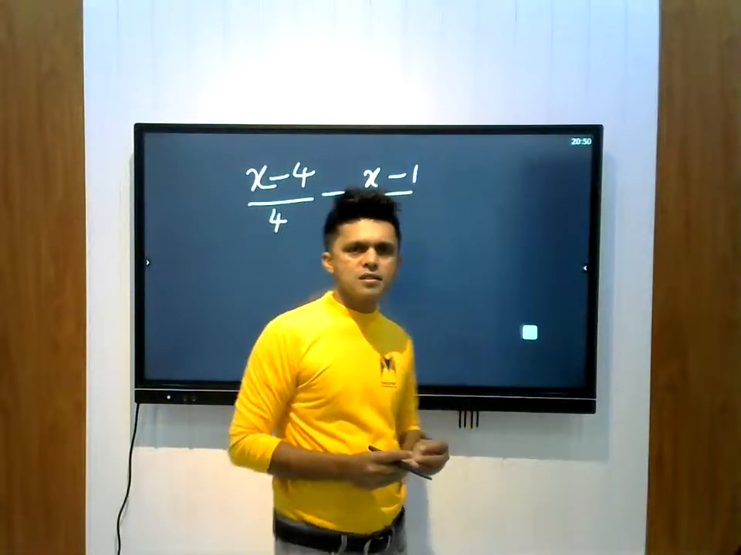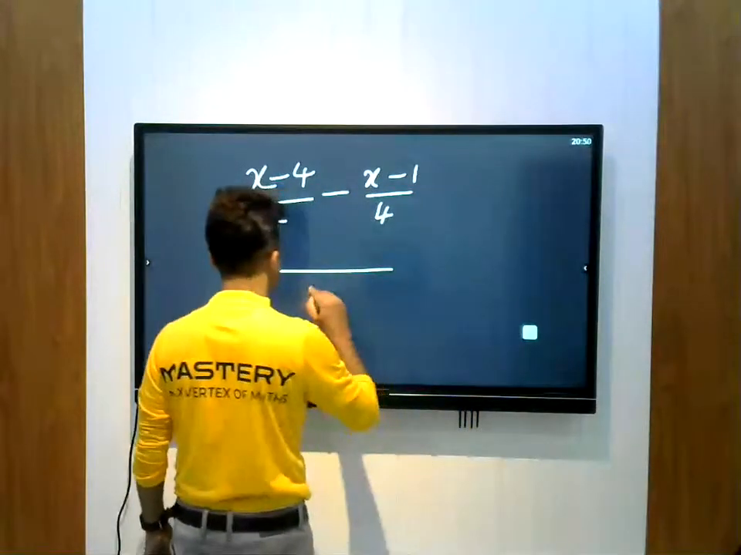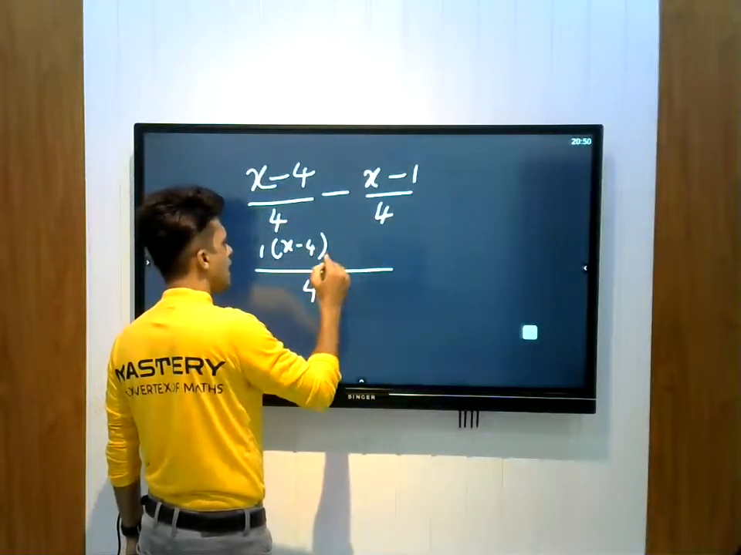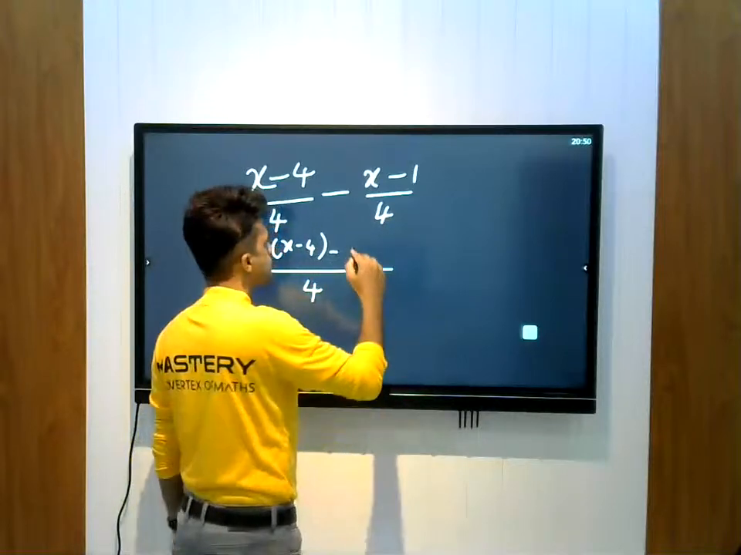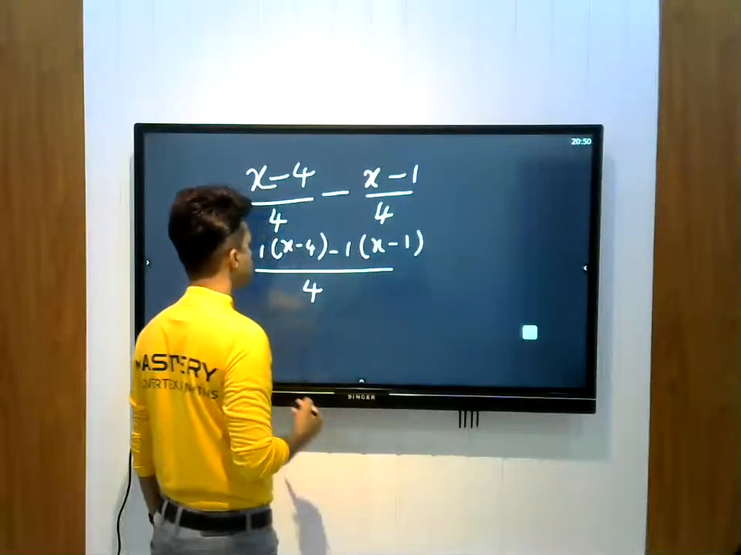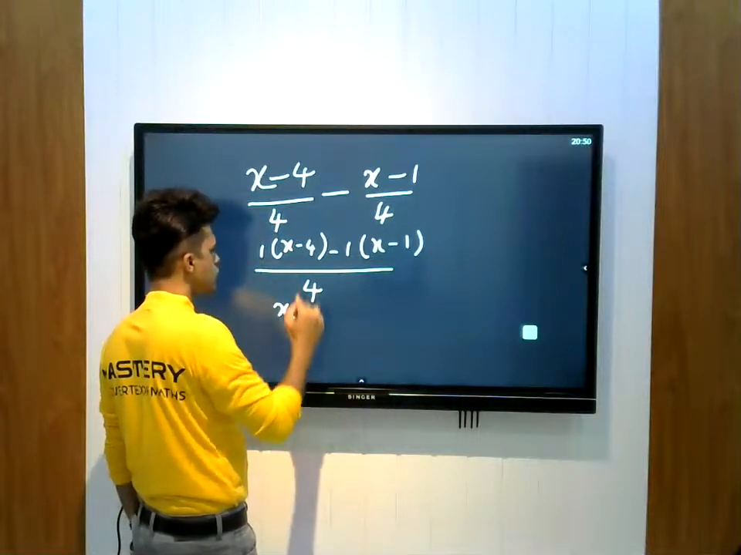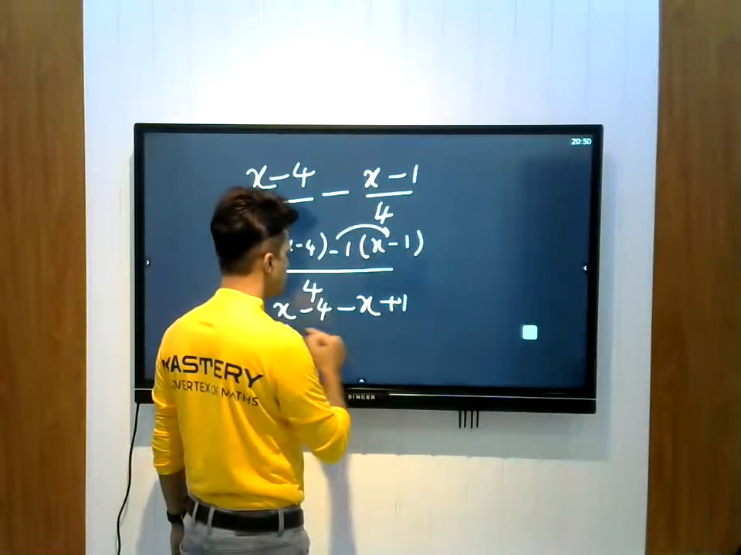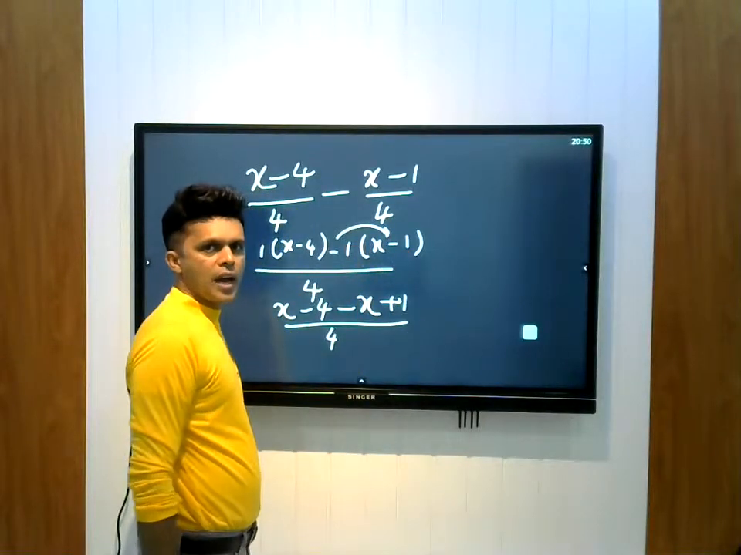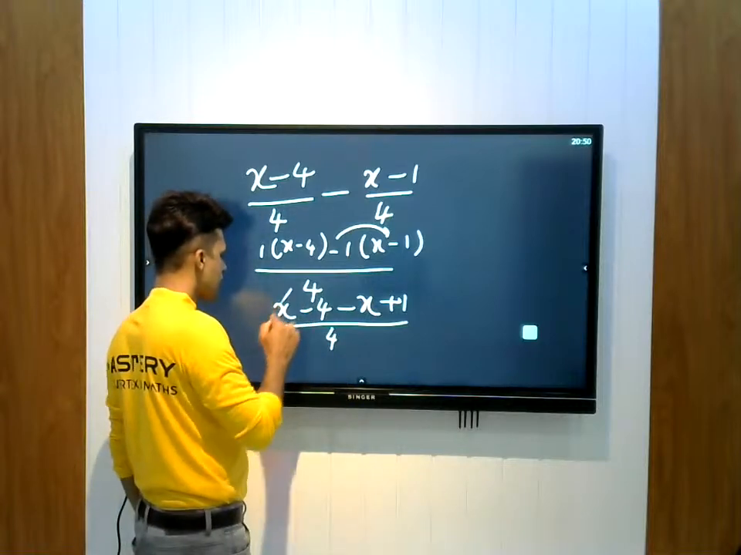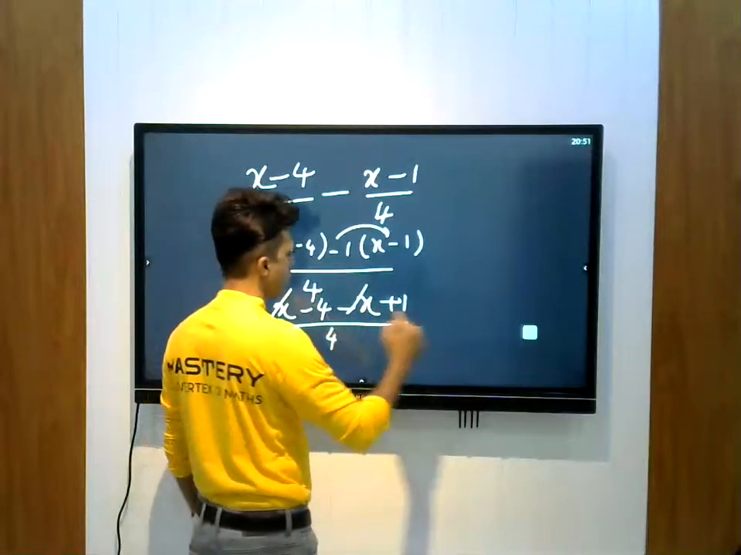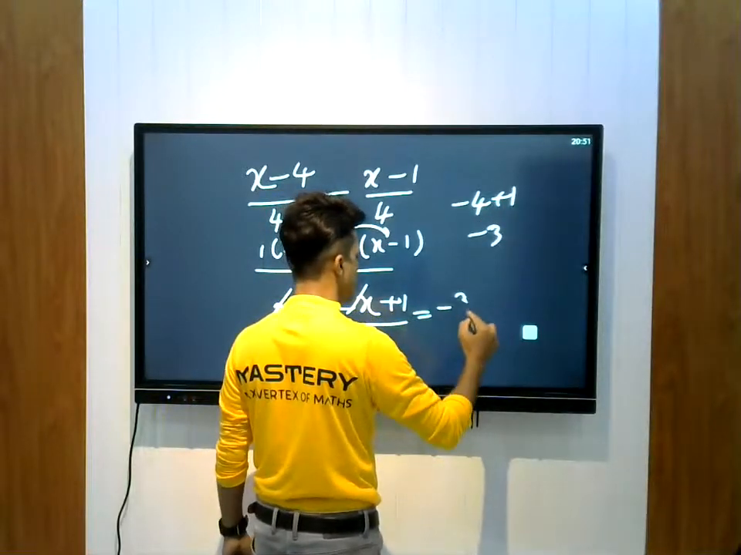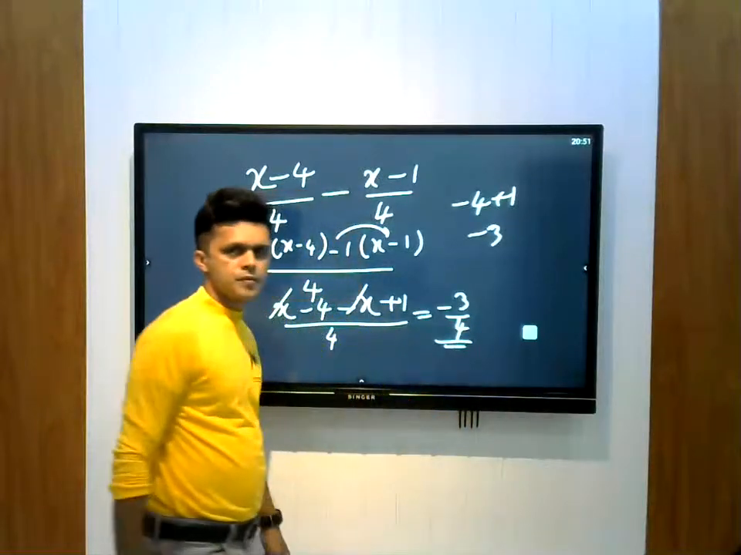This type of one can be done. Here the LCM is 4, then 4 over 4 is 1 into x minus 4. Again 4 over 4 is 1, 1 into x minus 1. Plus into plus x, plus into minus 4, minus into plus minus, minus into minus plus 1 over 4. You can add these terms again, then plus x and minus x can be simplified. Minus 4 and plus 1 is minus 3. So the answer is minus 3 over 4. Okay.